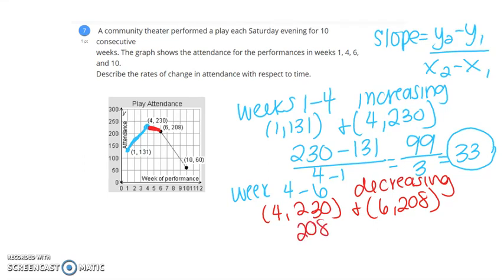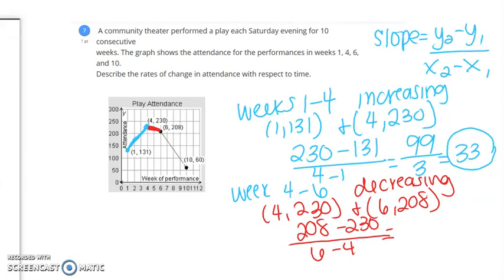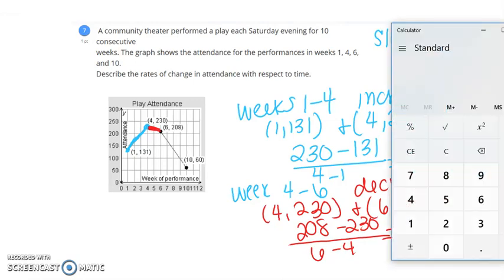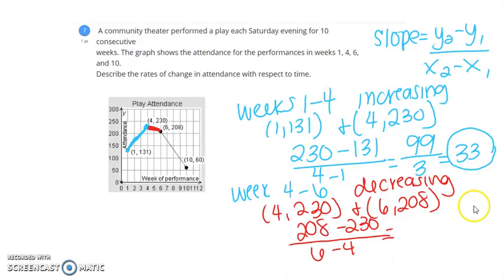So using our formula, 208 minus 230 over 6 minus 4 equals, let me grab a calculator here just so I can make sure I got the right amount of people. So 208 minus 230 would be negative 22. So negative 22 over 6 minus 4, which is 2. So our rate of change was negative 11 from weeks 4 to 6.